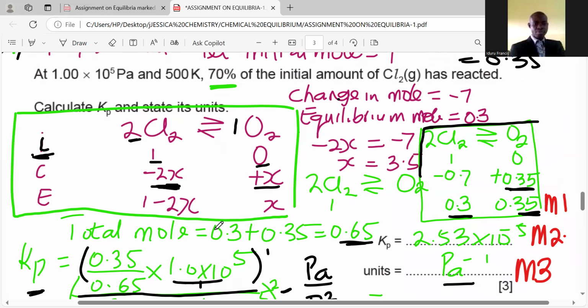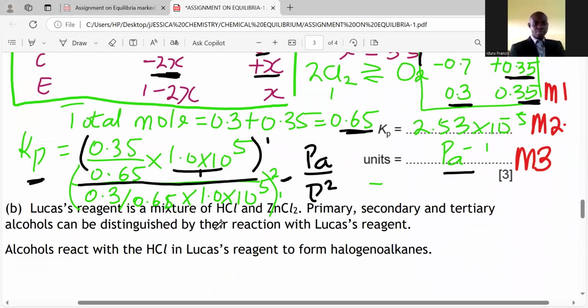And if you want us to solve more of this, kindly let me know when we meet in the next class so that I can explain more of this type of calculation. Now we move on to the next question.